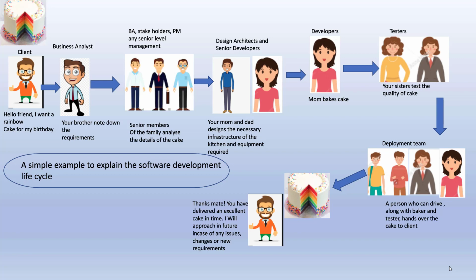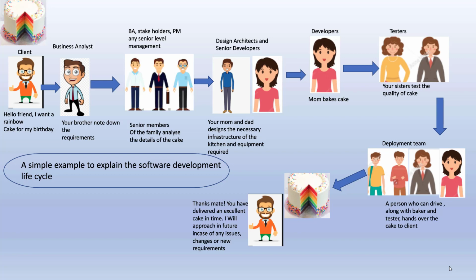So once all the details of the cake have been noted down and analyzed by the senior family members, the next step is we need to look into whether the necessary kitchen equipment is available or not. So we need to decide on the availability of the infrastructure. Once we are happy that the necessary kitchen equipment is ready, we will look into the more detailed design factors of the cake.